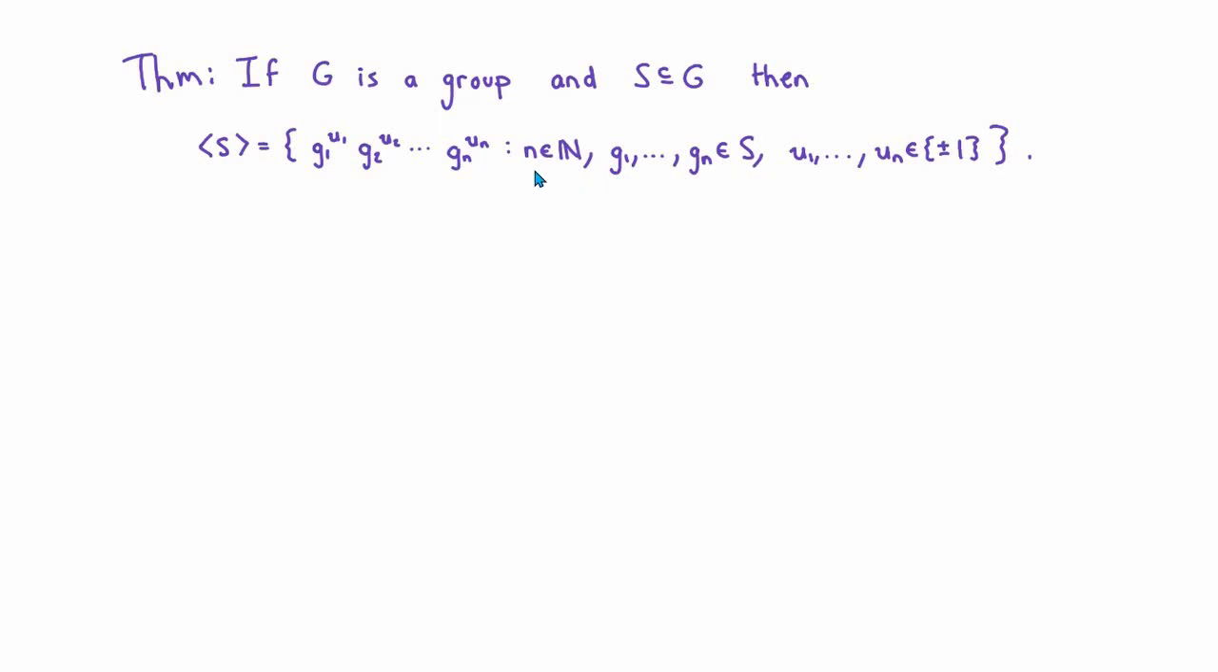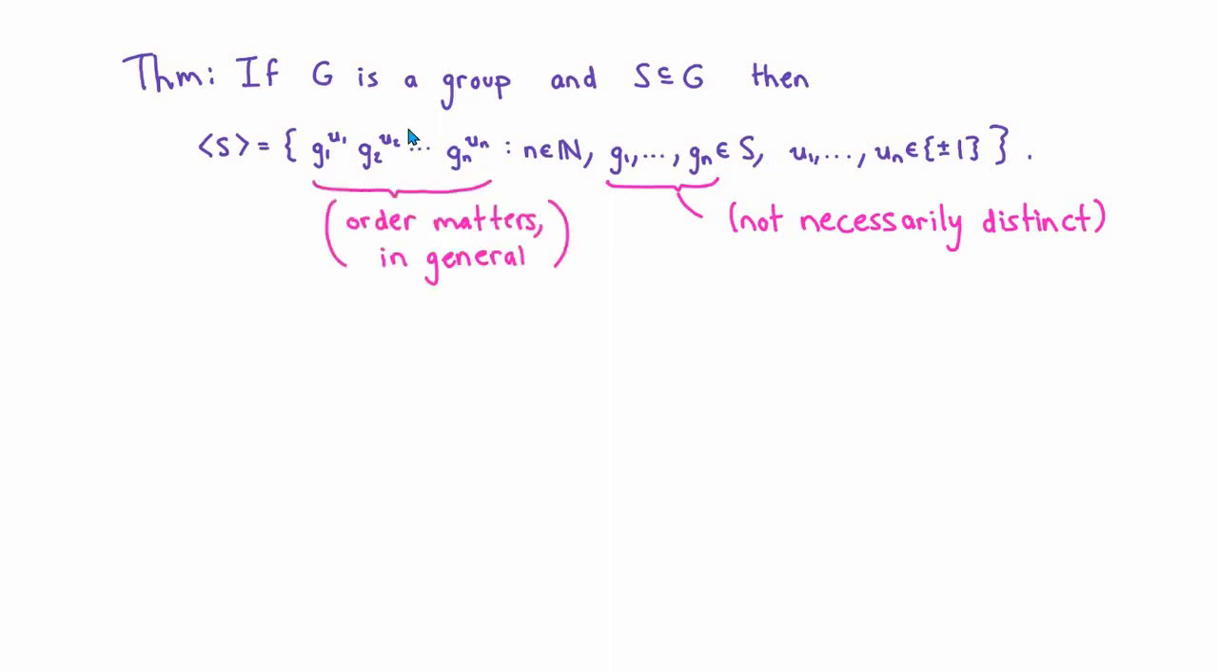The n here is allowed to be any natural number, so you can make this product as long as you like. Now, a couple things to point out about the set on the right-hand side. Number one, I'm not assuming that the elements gi here are distinct, and so you're allowed to use elements of S over and over again if you want to. And number two, in this product, order matters in general because we're not assuming that the group G in the statement of this theorem is an abelian group. I'll give a version of this theorem for abelian groups in just a minute.